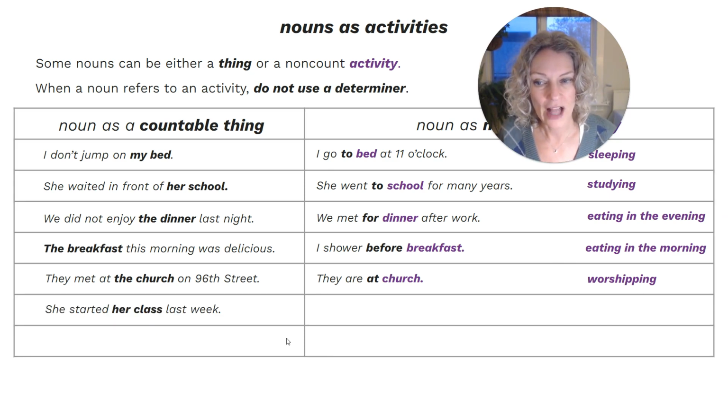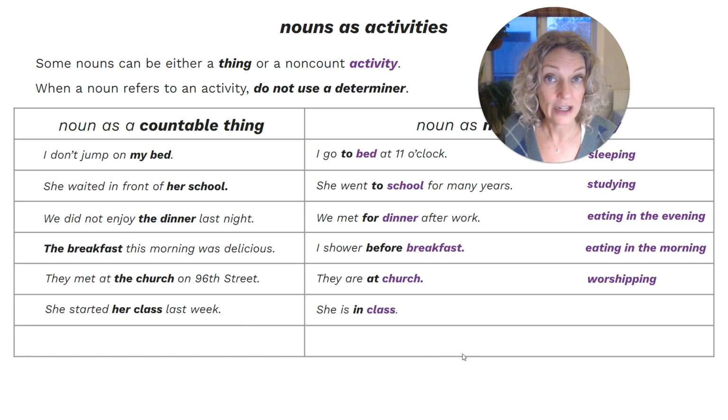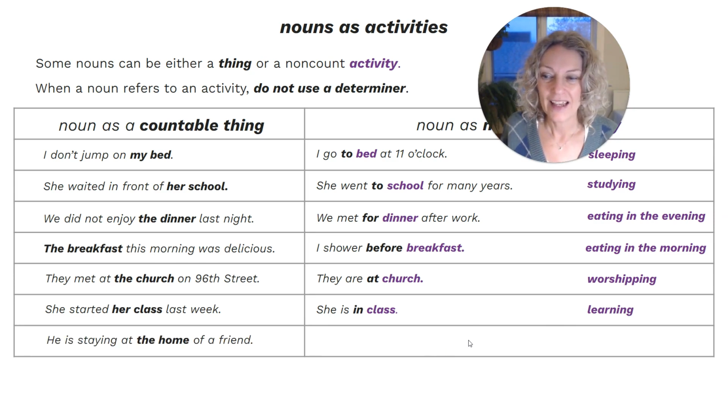She started her class last week. Class there is a countable noun. But if I say she is in class, I am saying she is doing a specific activity. She is learning. Okay, and last one, he is staying at the home of a friend. There, it's a singular count noun, home. But if I say he stayed at home all day, what I mean there is not going out, staying at home, not working.